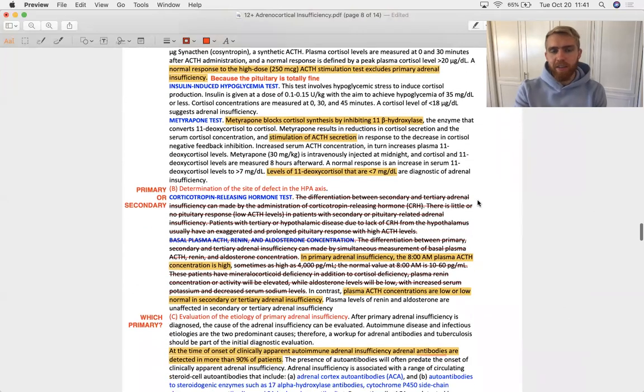You can also give them some insulin to see if they'll make cortisol when their blood sugar gets low. Again, it's gluconeogenic. Or you can do the metyrapone test. Metyrapone blocks cortisol synthesis by inhibiting 11-beta-hydroxylase. This ought to stimulate ACTH secretion and then drive cortisol back up after the metyrapone clears out of the body. So you give metyrapone at midnight, and then you measure cortisol and 11-deoxycortisol afterwards. A normal response is an increase in serum 11-deoxycortisol to above 7 mg per deciliter. Levels under that are diagnostic of adrenal insufficiency.